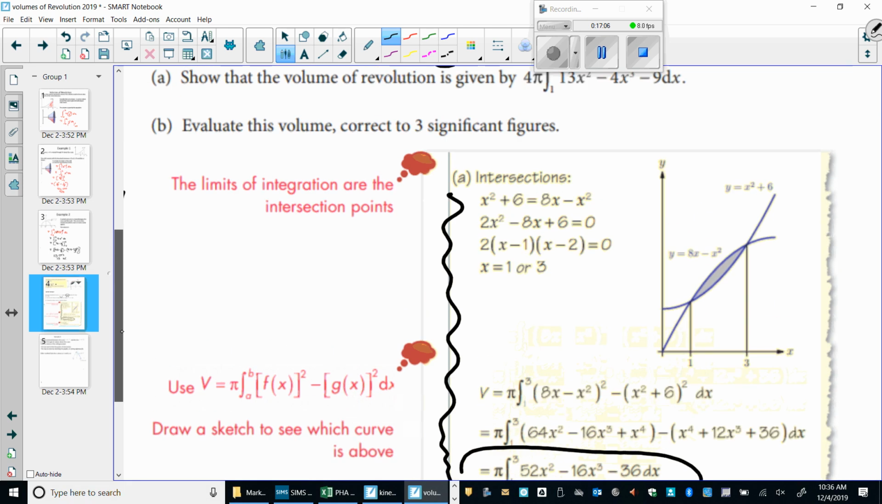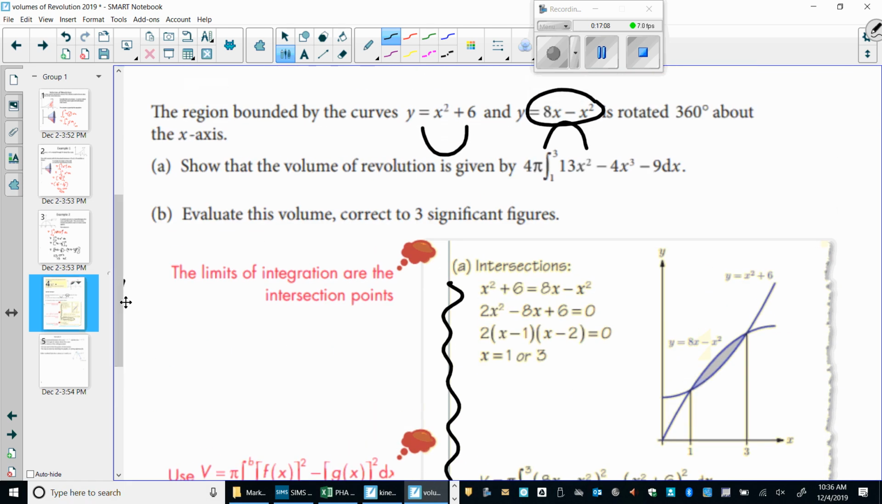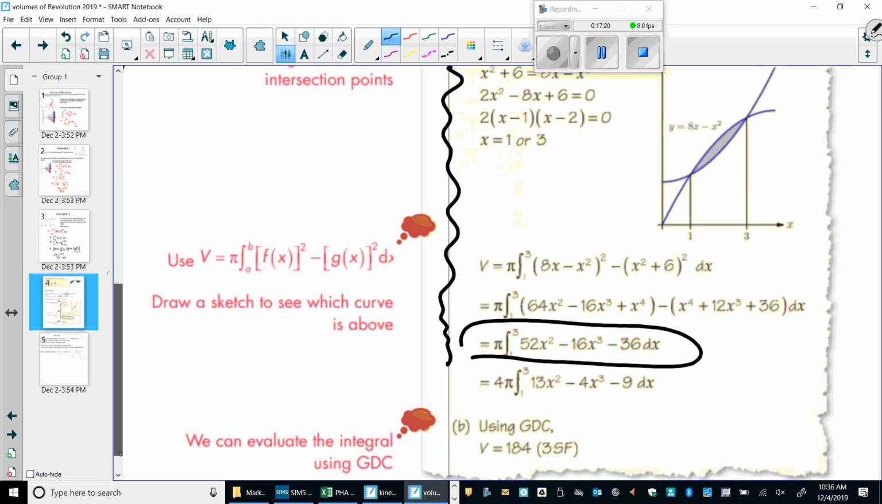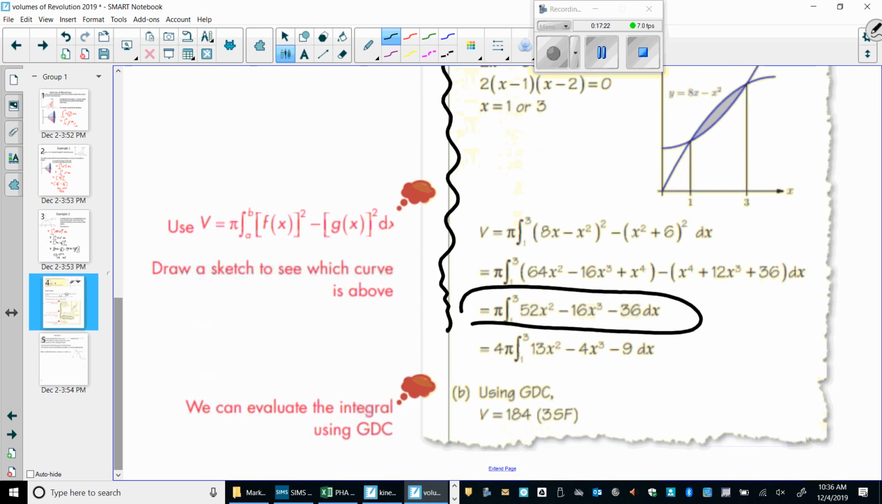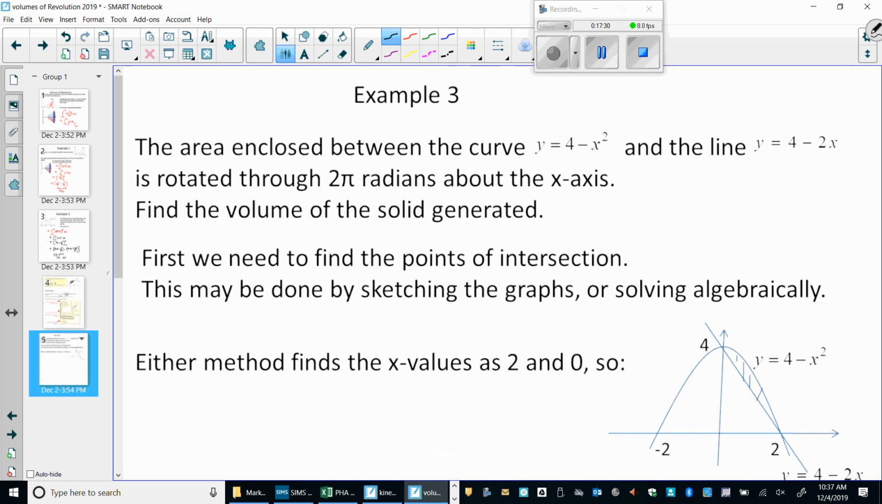For this one especially, finding the 2 intersecting points should help you because they've told you that it's 3 and 1. So that should help with this kind of process here. And then obviously they just chucked it in the calc and got 184. Okay. Just one more example, I think.